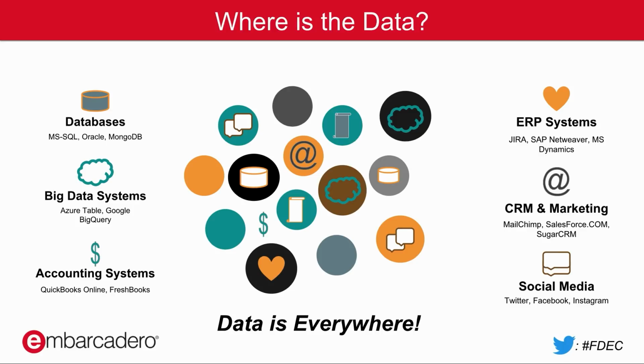Here are some examples of some of the places your data has gone to. In addition to traditional databases like Microsoft SQL Server and Oracle, we also have the NoSQL databases like MongoDB. There are big data systems. You're probably familiar with Google's Big Table. There are other versions of that as well. The accounting systems have moved online, QuickBooks, FreshBooks, etc. Then ERP systems like Jira and Microsoft Dynamics. And then you have your customer relationship management or marketing systems like MailChimp and Salesforce. Also, social media is another example of software as a service, just not one you're paying for in the traditional sense. So all these are ways where your data has moved out of those traditional silos.